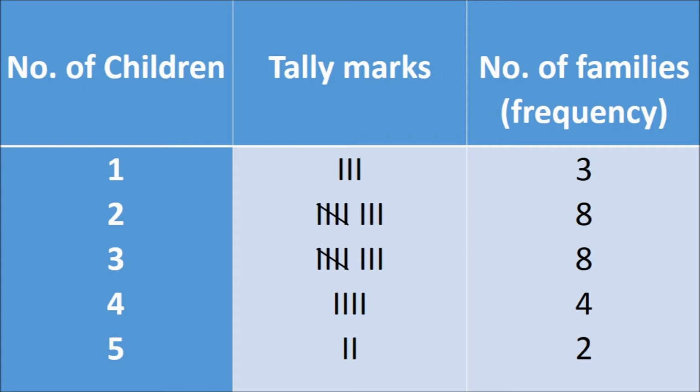Like in our example, the families having one child are 3. So we put 3 strokes in front of it. Similarly, families having 2 children are 8. So we put a bundle of 5 strokes.